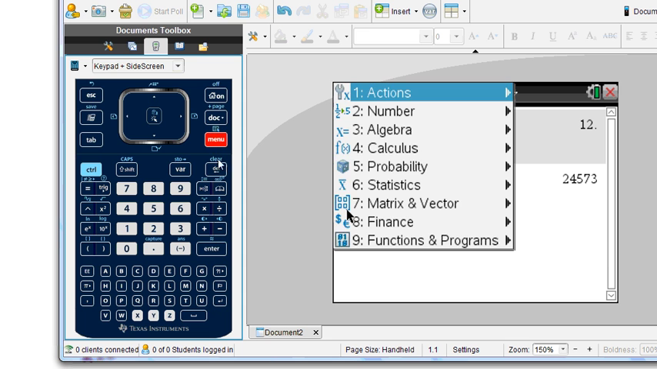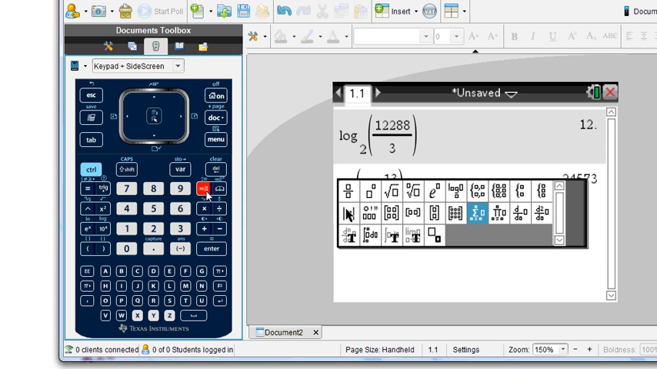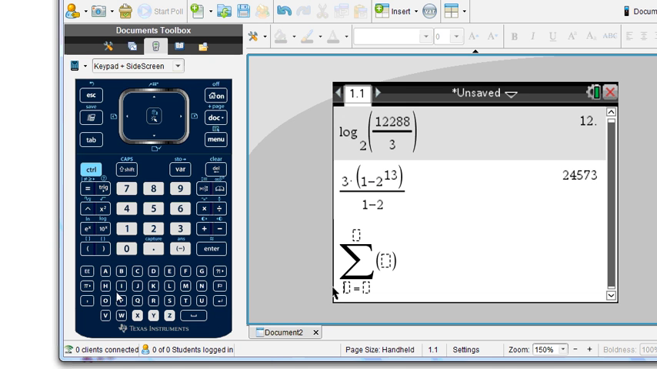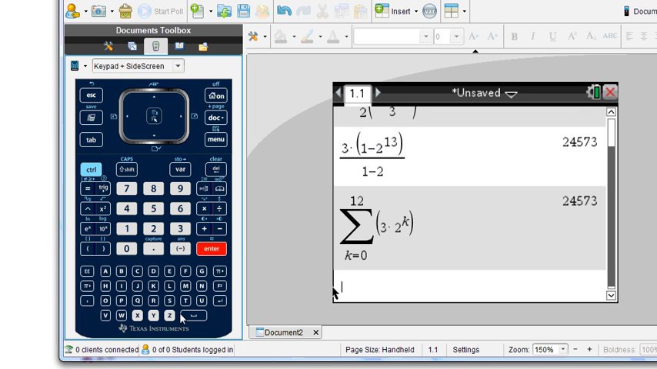We go to our menu. Oops, not our menu. We go to right next to the 9. We have this index here. In our middle row, fourth on the right, we have our sigma index. And we go ahead and put in k equals 0 all the way up to k equals 12. And we have our initial value 3 times our common ratio 2 to the power of k. And putting that in, we get the same thing, 24,573.